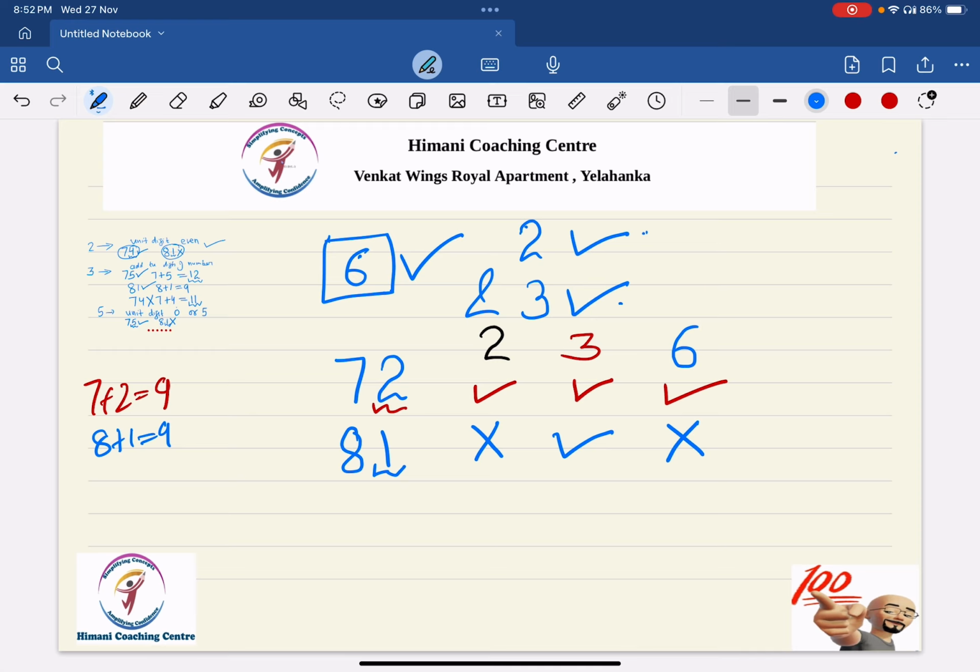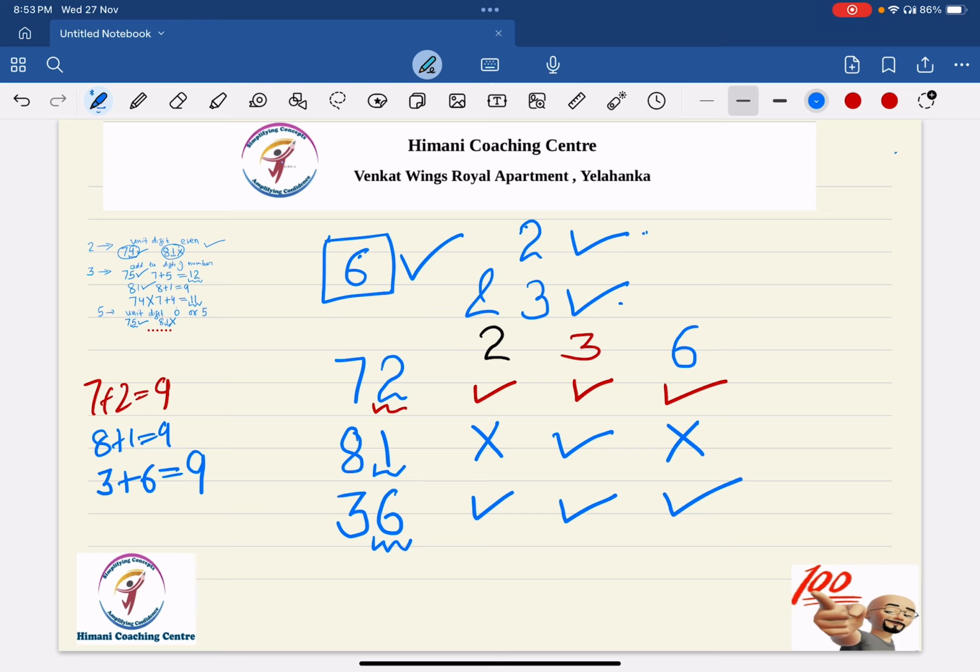Okay, let us look at another example. 36. Look at 6. Is it an even number? Yes. Is it divisible by 2? Yes. Now, let us add the digits. 3 plus 6 gives us 9. Is it a multiple of 3? Yes. So, divisible by 3. Therefore, it is divisible by 6 as well.